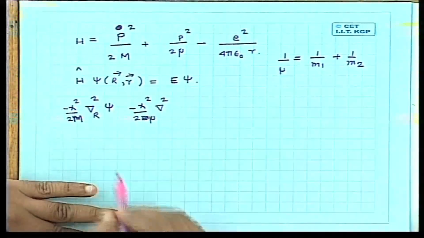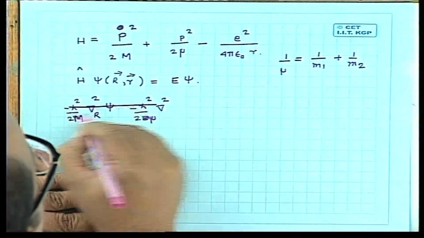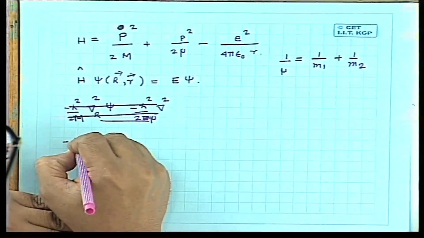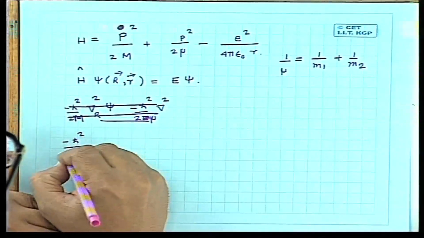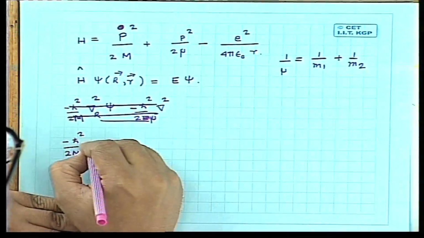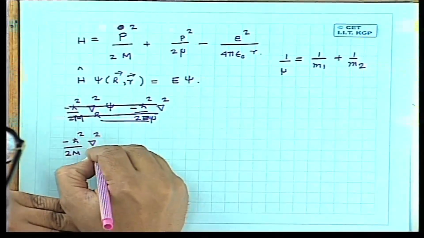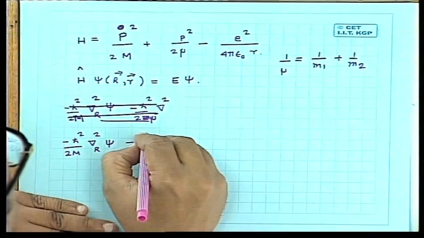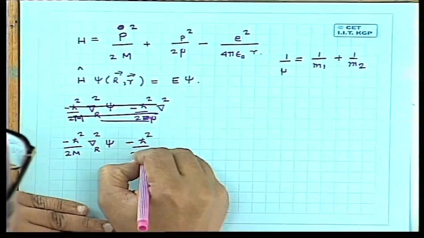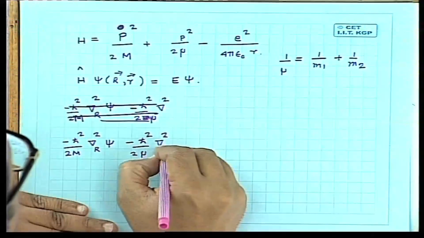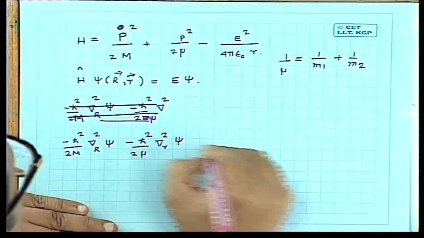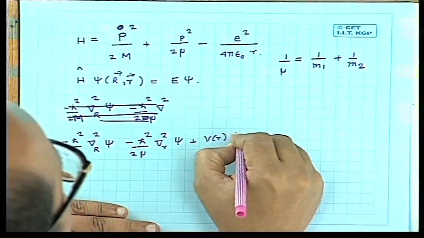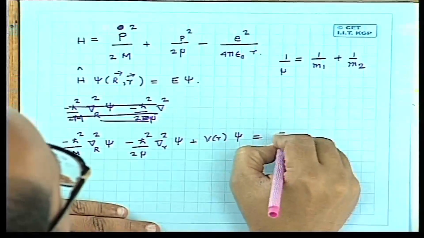So I am now writing down the Schrodinger equation. Let me just write it clearly over here. So I have minus h cross square by 2M del square R acting on psi, minus h cross square by 2 mu del square small r acting on psi, plus V, which is a function of small r alone, acting on psi, is equal to E psi.